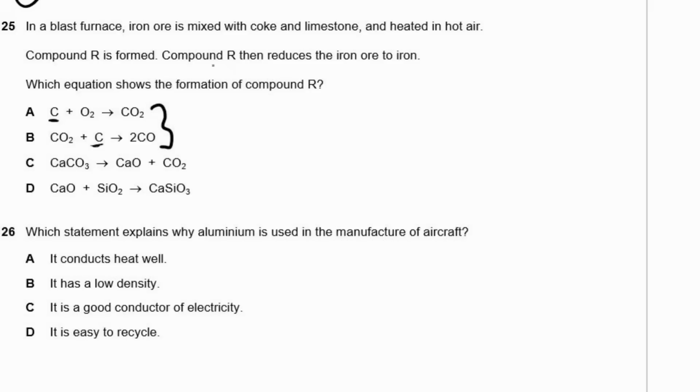Now, with limestone, none of these are calcium carbonate. C is calcium carbonate, but there's no coke. So it's not likely to be C. Now, how do you know which one's which? When limestone, CaCO3, is heated up, it produces carbon dioxide, CO2, plus calcium oxide. Which means that it looks like the answer to this is B. And compound R, carbon monoxide, then reduces iron ore to iron, and that is true. So the answer is B.